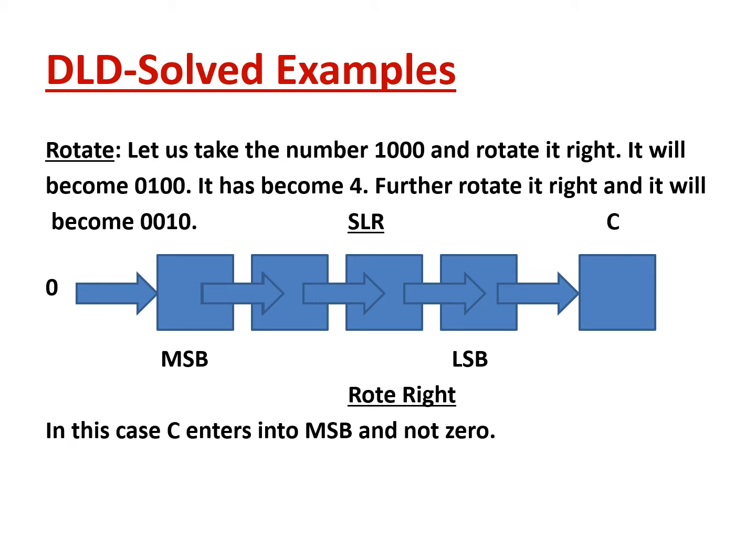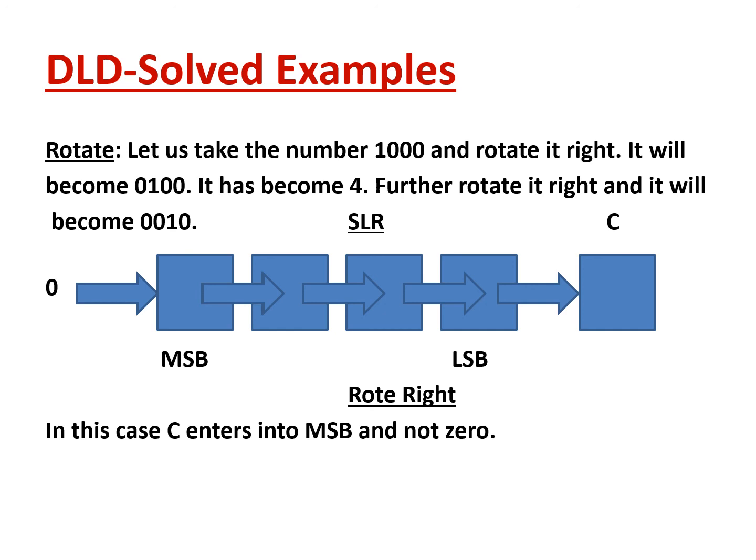Now let's see what is rotate. Let's take the number 1000 and rotate it right. It will become 0100. Okay. Now it has become 4, all right. Further if you rotate it right, it will become 0010. Same operation, but there is a difference between the shift right and rotate.